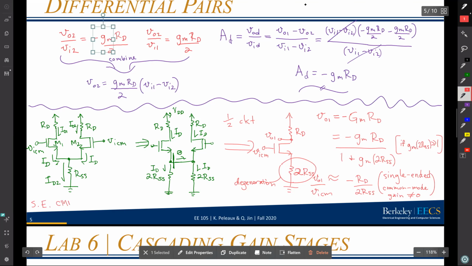So single-ended common mode rejection ratio is going to be my VO1, say, divided by VID, and my VO1 divided by VICM. So I'm taking the single-ended input, or sorry, differential gain and common mode gain.